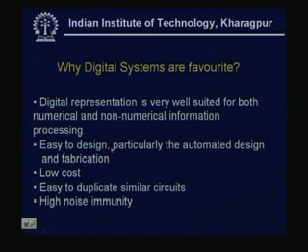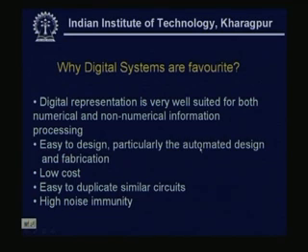Another advantage is that it is easy to design, particularly automated design and fabrication. As I just mentioned, digital systems represent numerical as well as non-numerical data or information easily, and for that reason some simple circuits are available for the design. For information processing, the main system design part is how we represent the behavior, that is, how we process numerical or non-numerical data to produce the output. As it is very easy to design and automate, automated design of the system is very advantageous for digital designs.